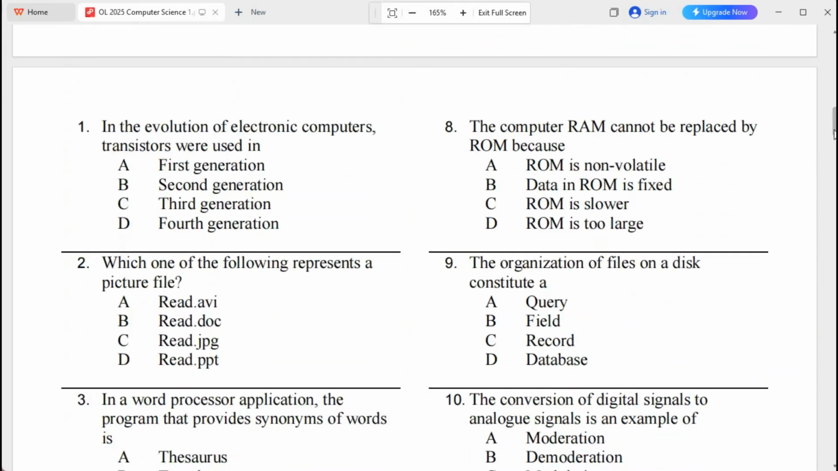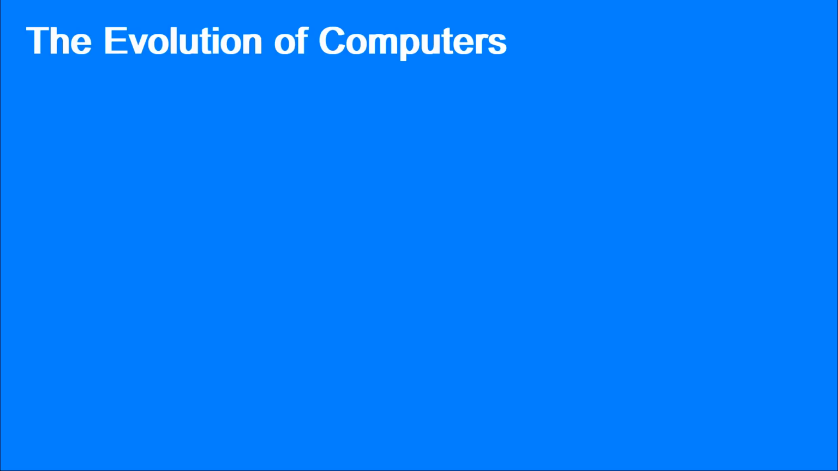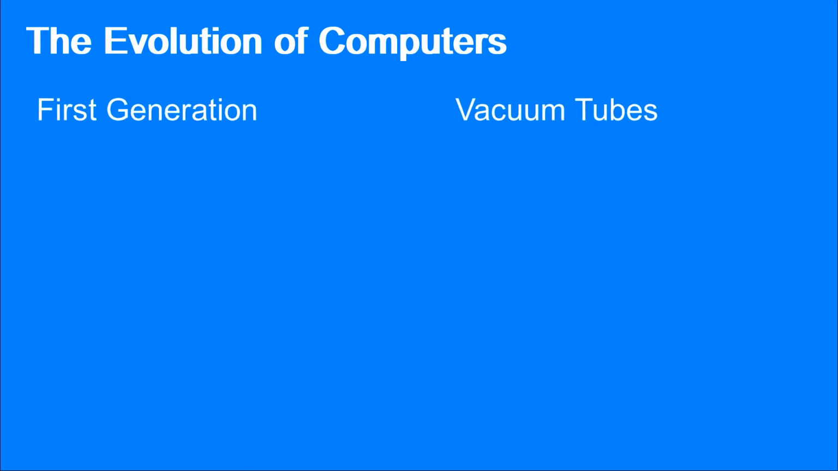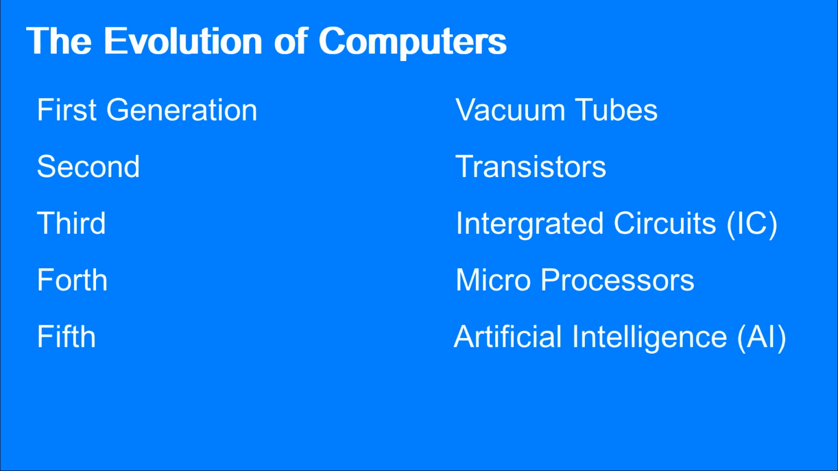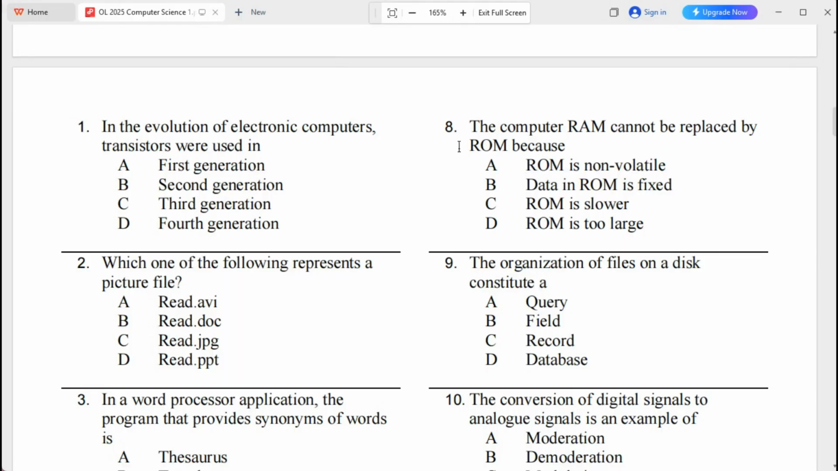Question number 1. In the evolution of electronic computers, transistors were used in. Now, computers have seen 5 generations of evolution, and each generation was based on a specific technology. The first generation computers used vacuum tubes, the second generation used transistors, the third used integrated circuits, the fourth generation used microprocessors, and the fifth generation of computers used artificial intelligence. So for question 1, the generation of computers that made use of transistors was the second generation, which is B.